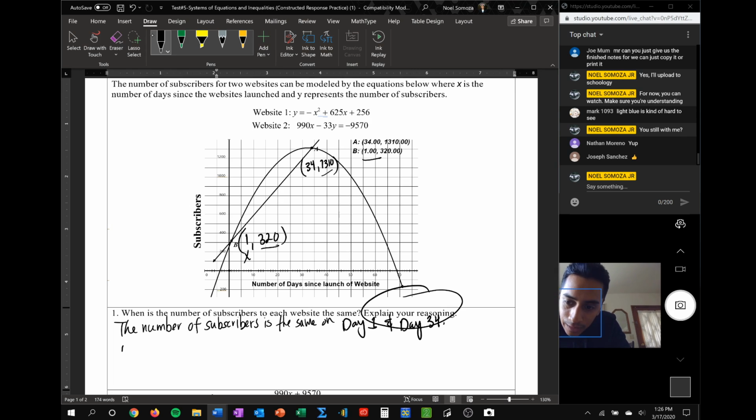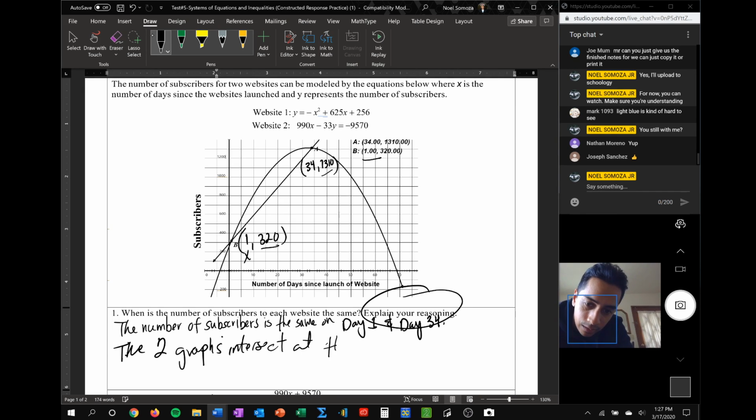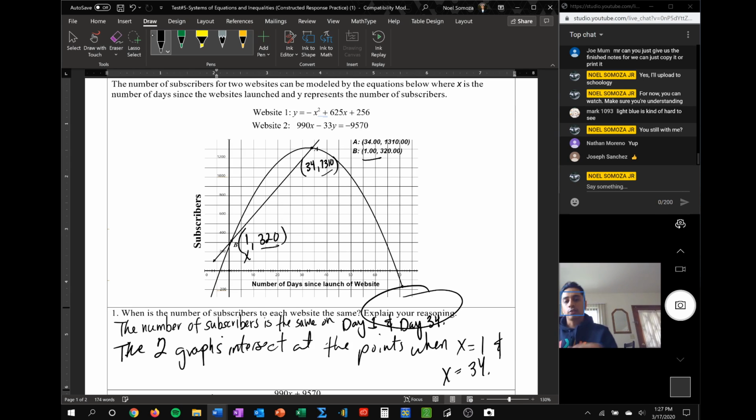So the two graphs intersect at the points when x equals 1 and x equals 34. That's an explanation of your reasoning. You're telling me you understand that the subscribers are the same. The subscriber count is represented by the y value. So on day 1 they both have 320, and then on day 34 they both have 1,310.